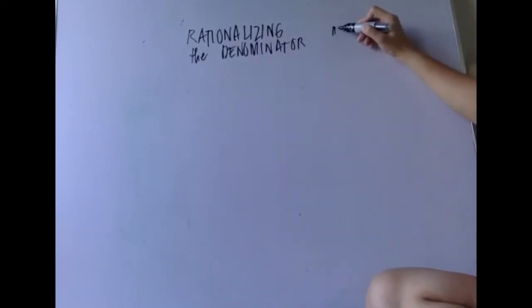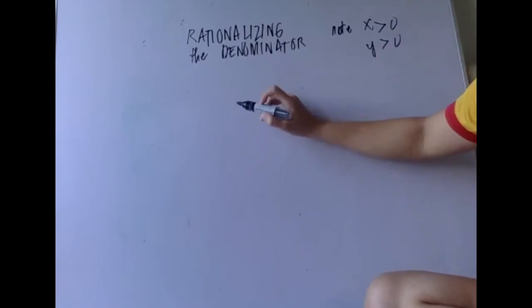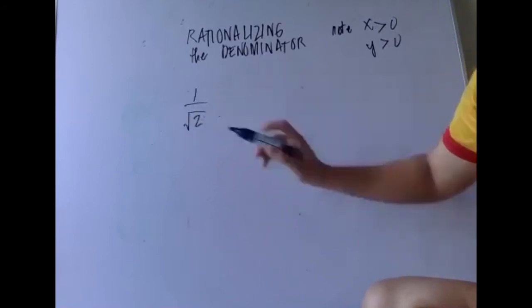Okay, so note, ang variables na gamit natin dito are always greater than 0. Okay, let's start with numbers muna. 1 over square root of 2.